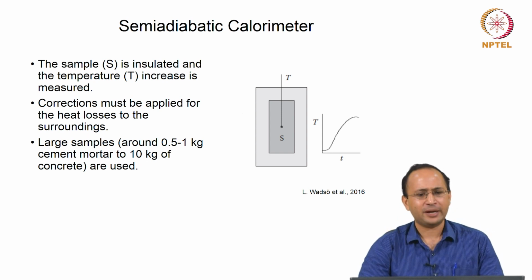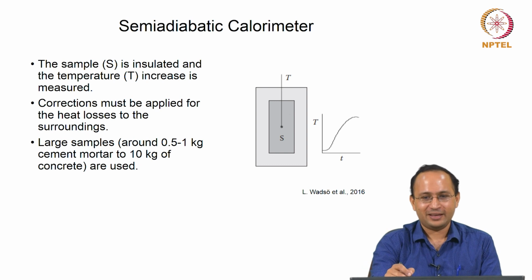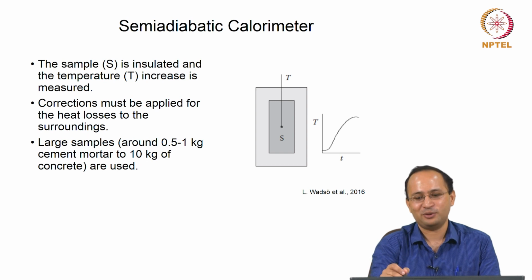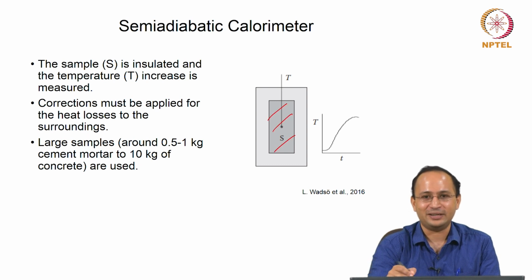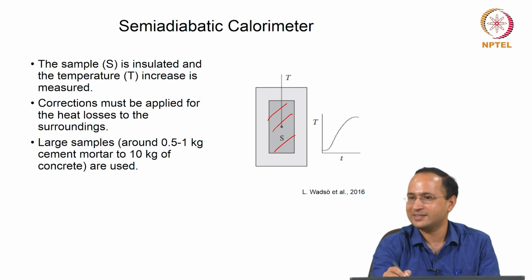Now, we will come back to the semi-adiabatic calorimeter. What we said about semi-adiabatic is that you want to have a constant heat loss, it will be small but constant. Ideally, you want to have 0. So simply your sample is insulated and the temperature increase is measured. Imagine you have this sample, it is insulated because you want to prevent heat loss, and you have embedded a sensor where you can measure the temperature T.